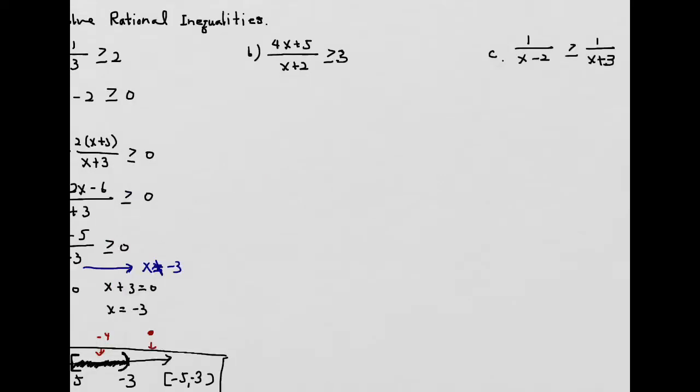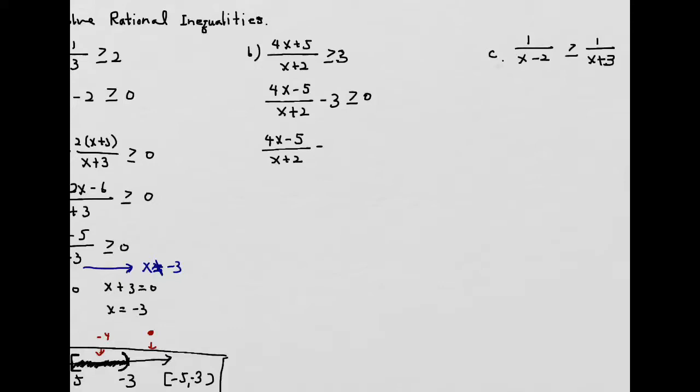Let's try another one. So B, we have (4x + 5)/(x + 2) is greater than or equal to 3. So the first thing we always need to do with an inequality is make one side equal to 0. So subtract 3. Then you want to simplify the left side, make it one fraction. So then you have 4x minus 5 over x plus 2.